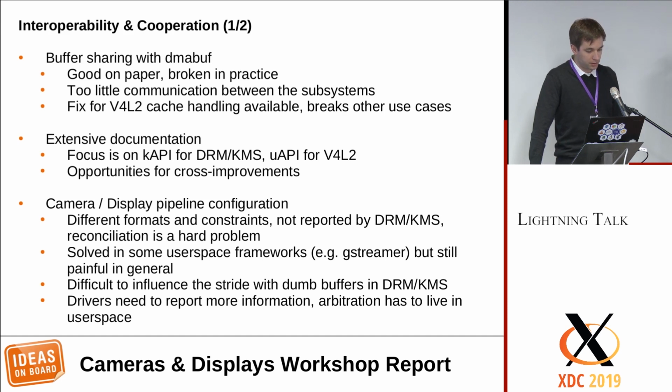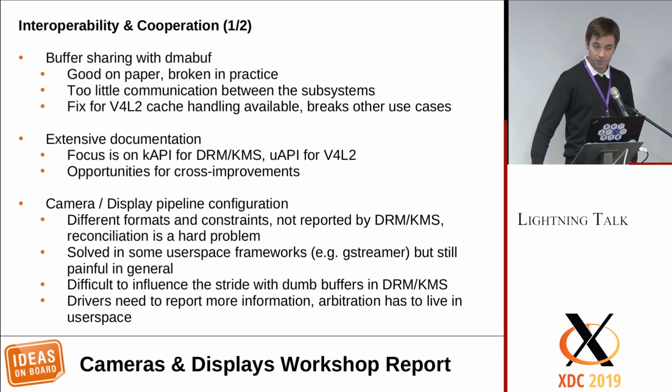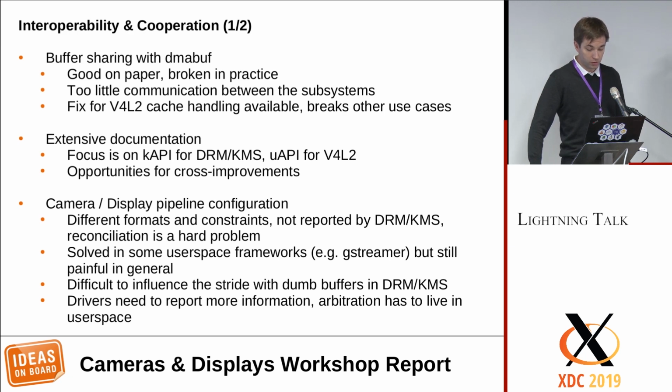We talked a lot about camera and display and pipeline configuration. There are lots of different formats and constraints that you can have depending on your devices, and the reconciliation is definitely a hard problem. DRM KMS reports some information, not everything. We don't really have information that we can query regarding what kind of alignment is required. So it's kind of limited. It's something that we need to solve in user space.